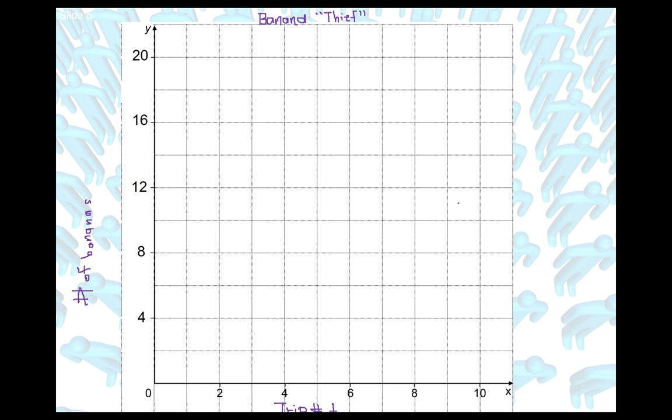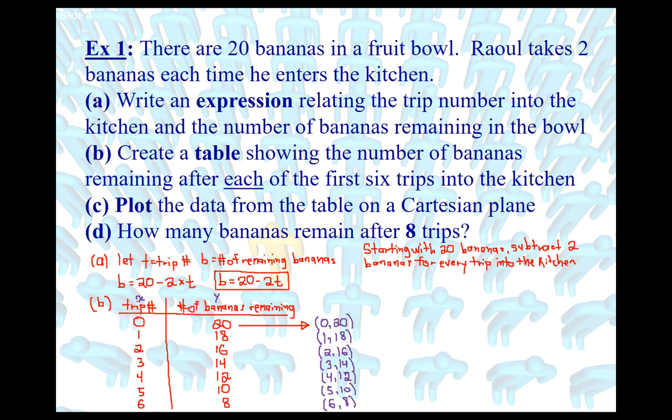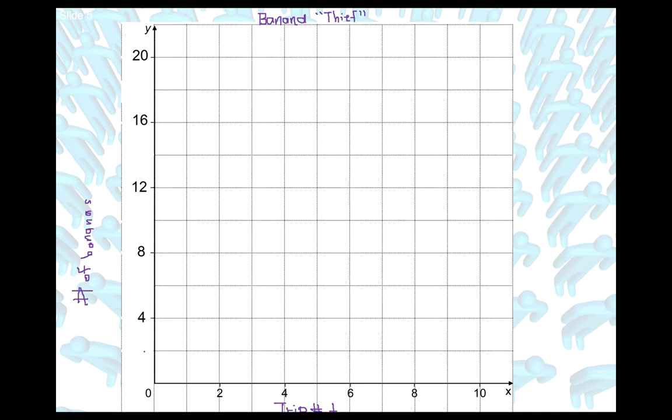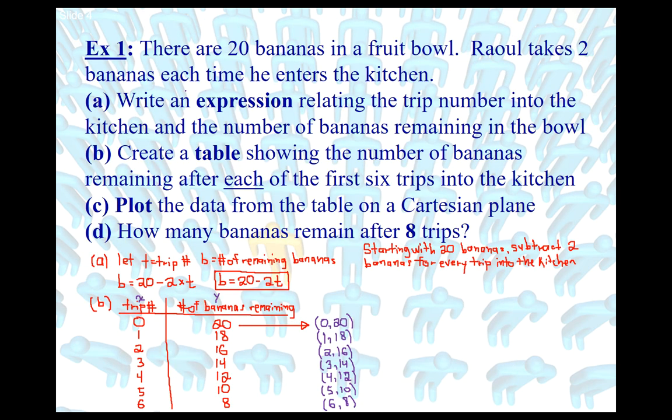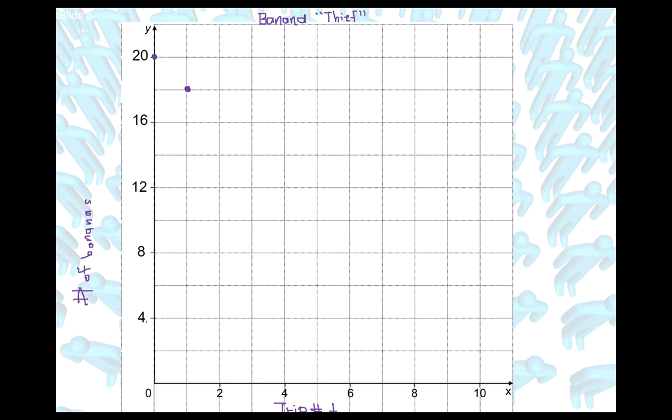Okay, so now let's plot the points on the graph. The first point is (0, 20), which means starting at the origin, don't go anywhere left or right, and just go all the way up to 20. So my first point is located all the way up here. The second coordinate is (1, 18). So that means go 1 to the right and then go 18 up. So 18 would be halfway in between 20 and 16. Then we have (2, 16), which means go 2 to the right and then go 16 up. So that would be located here.